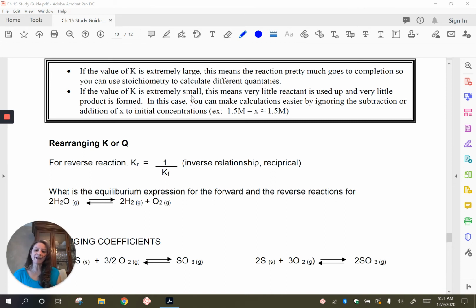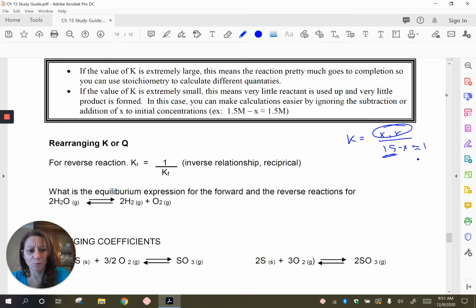And so when that happens, you can make your math a little bit easier by ignoring the X when you subtract it from the initial reactant concentration. What does that mean? So for example, if your K expression is like X times X over 1.5 minus X, right? So let's say your initial concentration of the reactant, these are of course your products, was 1.5 molar and your K is, again, something times 10 to the negative eighth, for example. Well, X is going to be super, super small, so that when you subtract it from 1.5 it is basically equal to 1.5.